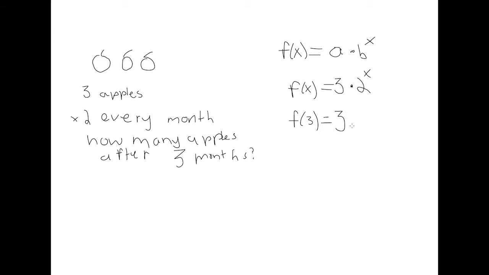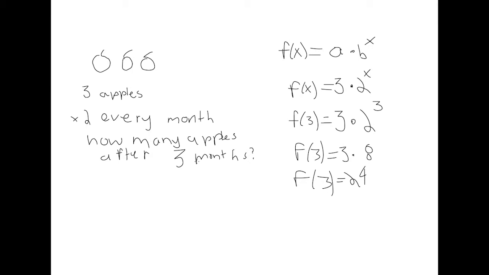But back to it. F of 3 would be 3 times 2 to the 3 power, right? So what is 3 times 2 to the 3 power? Well, it's 3 times 8, right? What's 3 times 8? Well, it's 24. And our answer is 24 apples. There will be 24 apples after 3 months, okay?